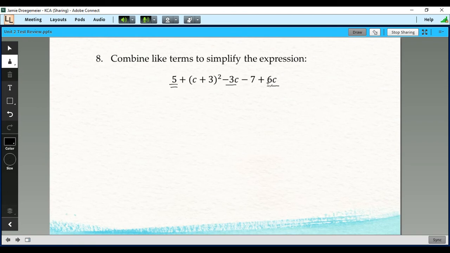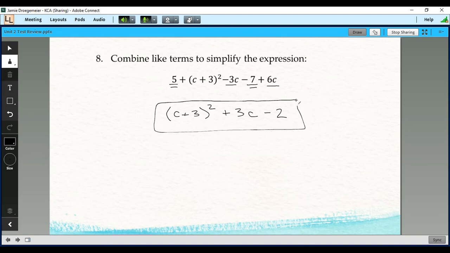And then my 5 and my negative 7 would be like terms, and then the same idea with the 3 there. I can't combine the stuff that's inside of that parentheses because it's being squared. So to combine these, I'm going to leave that expression that's in the parentheses the way it is. And then I have my c terms, negative 3c, positive 6c. Add those together, I get a positive 3c. We add the coefficients and keep the variable. And then the 5 and the negative 7, add those together, I get negative 2. And so this would be a simplified form of that expression.